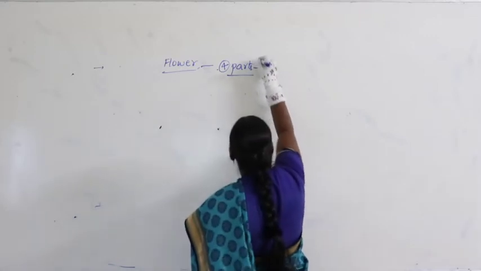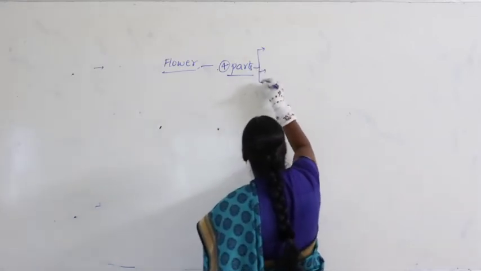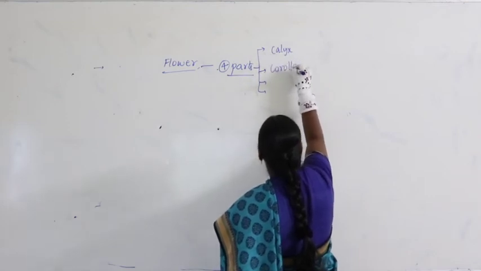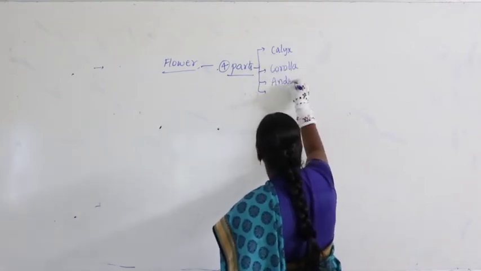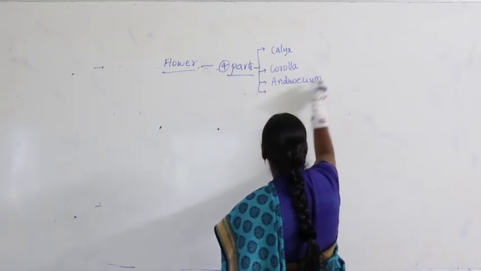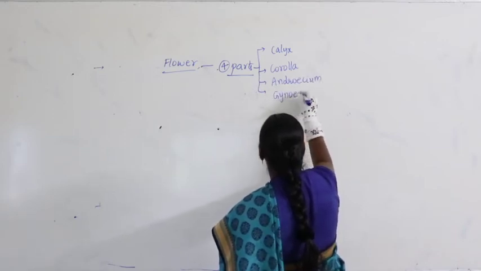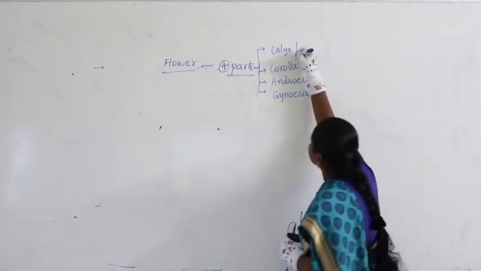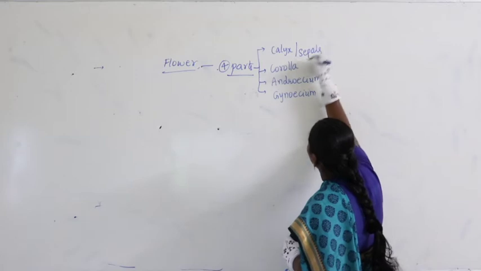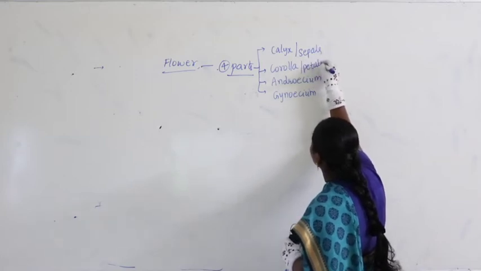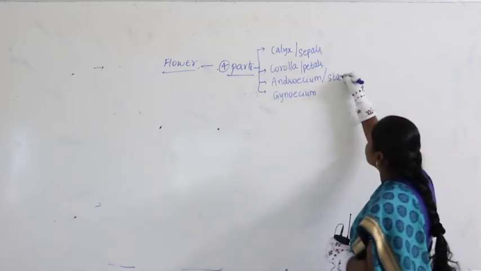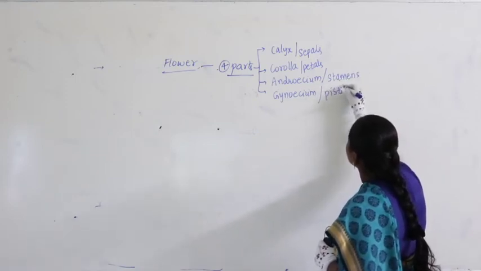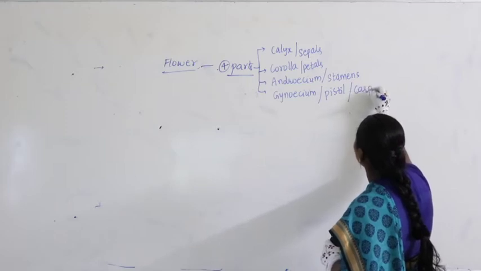What are the 4 parts we can take? Again I am writing calyx, corolla, androecium, and then we have gynoecium. So guys, calyx is also called as sepals, corolla is also called as petals, androecium also called as stamens. Now gynoecium also called as pistil, or we call this one as what? Carpel.